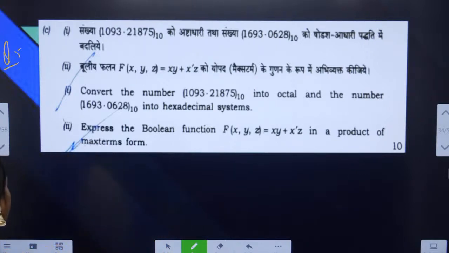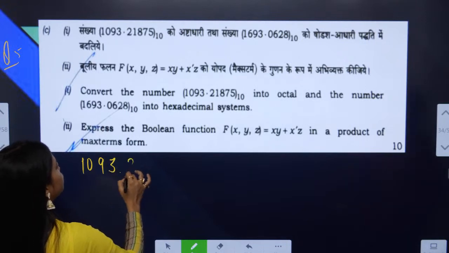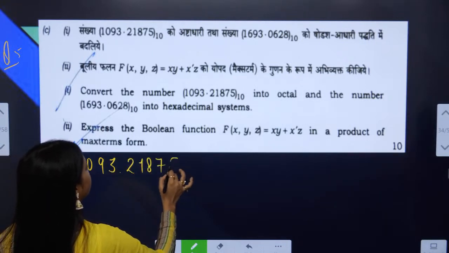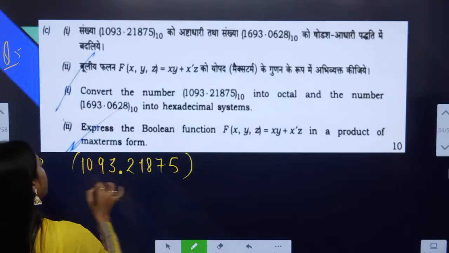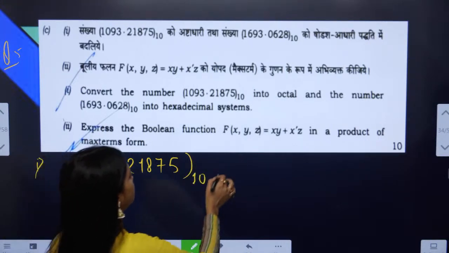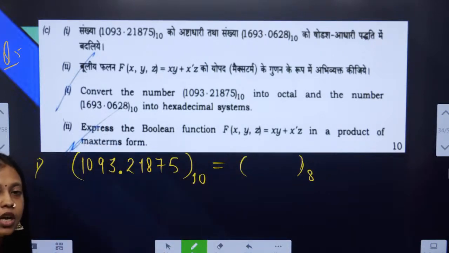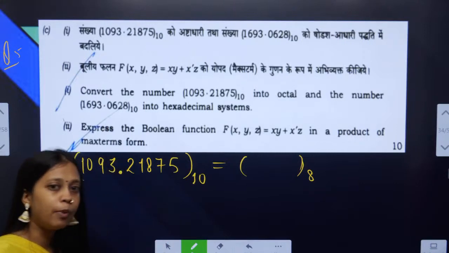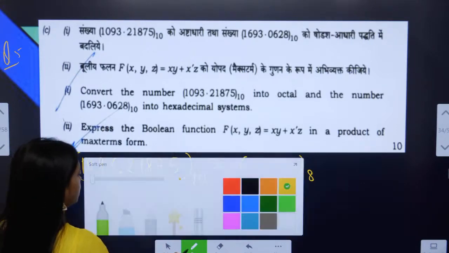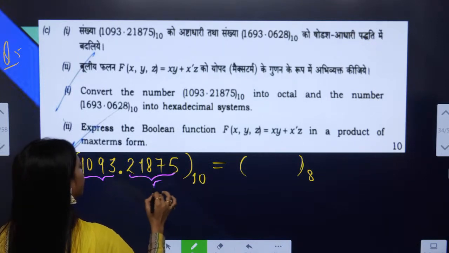When it comes to the octal, 1093.21875 was the given number to the base 10. You have to convert it into the number to the base 8. This is the question. How do you deal with the whole part? This is the whole part, this is the fractional part.